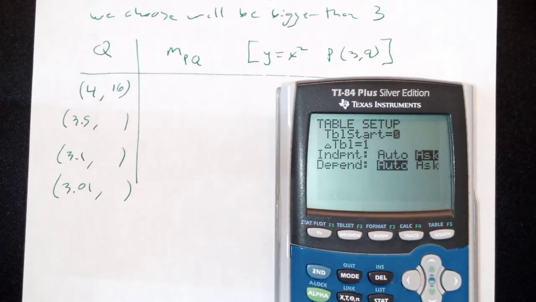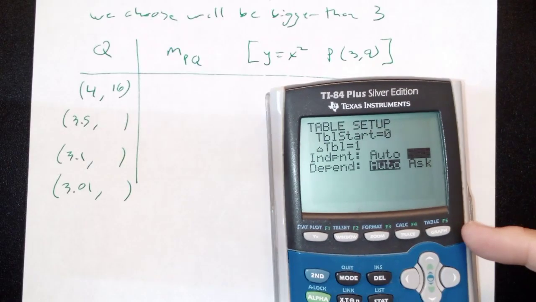Right now, if you do that, I'm pretty sure on this line, your auto is highlighted. Yes? Go down to that, move over to where it says ask and hit the enter button. That'll change the highlight from auto to ask. Then when you go to the table, which is above the graph button, it'll be blank.